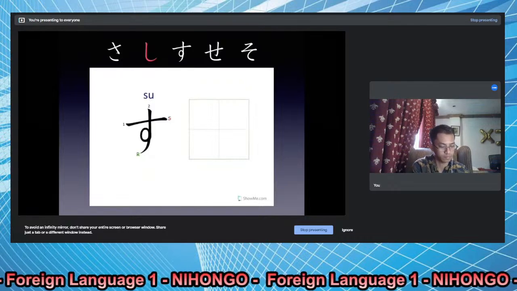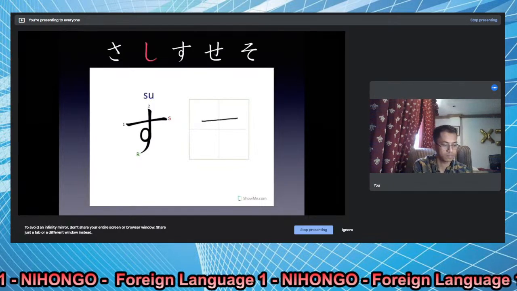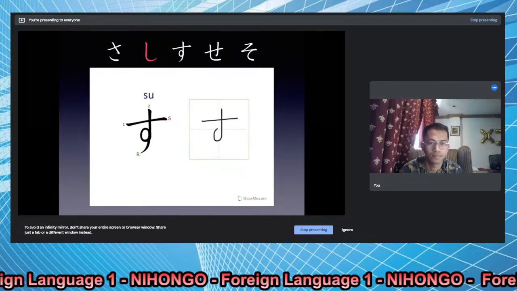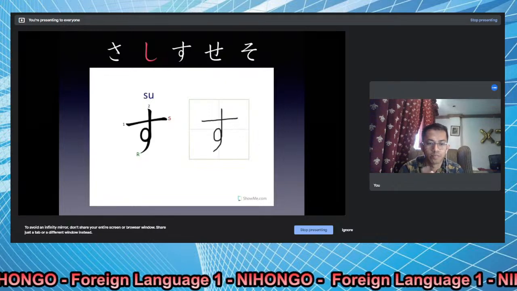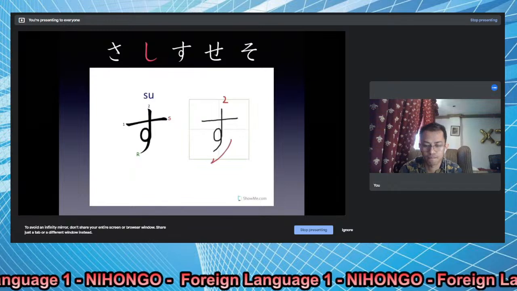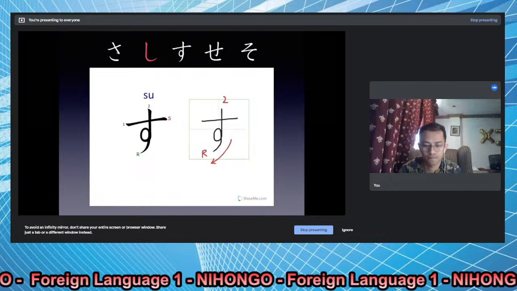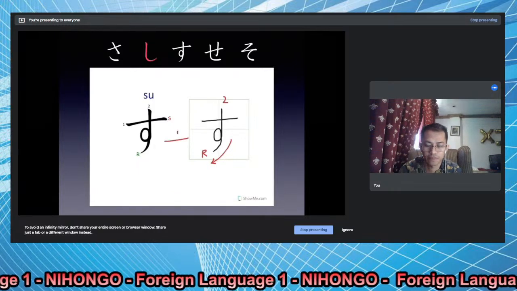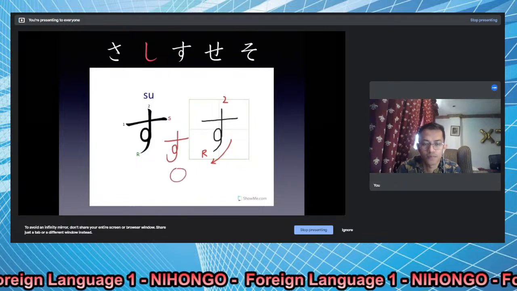The next letter is su. 1, stop. 2, coming down and then release. The tip of stroke number 2 curves down towards the left and not straight down. However, please do not make it too curly. I say this because I sometimes see my students write their su like this, and it doesn't look right.